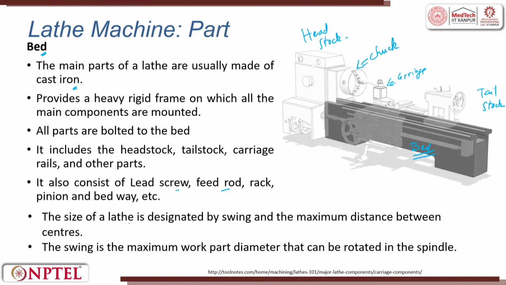The size of the lathe is designated by the swing diameter. We always talk about the swing diameter of the chuck. The size of the lathe is designated by the swing and the maximum distance between the headstock and the tailstock, between the centers. Right. So, these two are used for specifying a lathe: the length between the two centers and the swinging diameter. They are basic. Apart from that, you talk about the motor rating and other things.